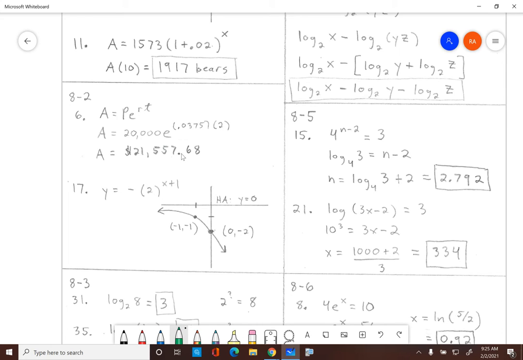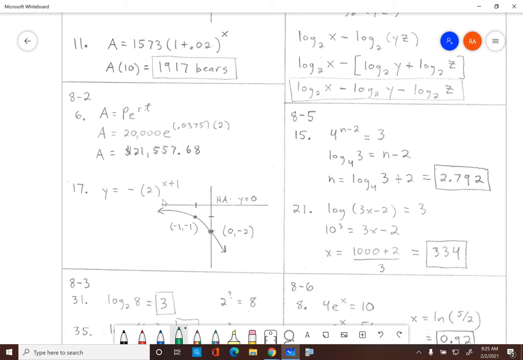So for 17, I have two transformations to 2 to the x. Again, 2 to the x is the exponential growth, 0, 1, 1, 2, 2, 4. I'm going to shift those points to the left 1, and then reflect over the x-axis. Y is equal to the negative of what it was. If you change the sign on all the y values, you're going to reflect over the x-axis.